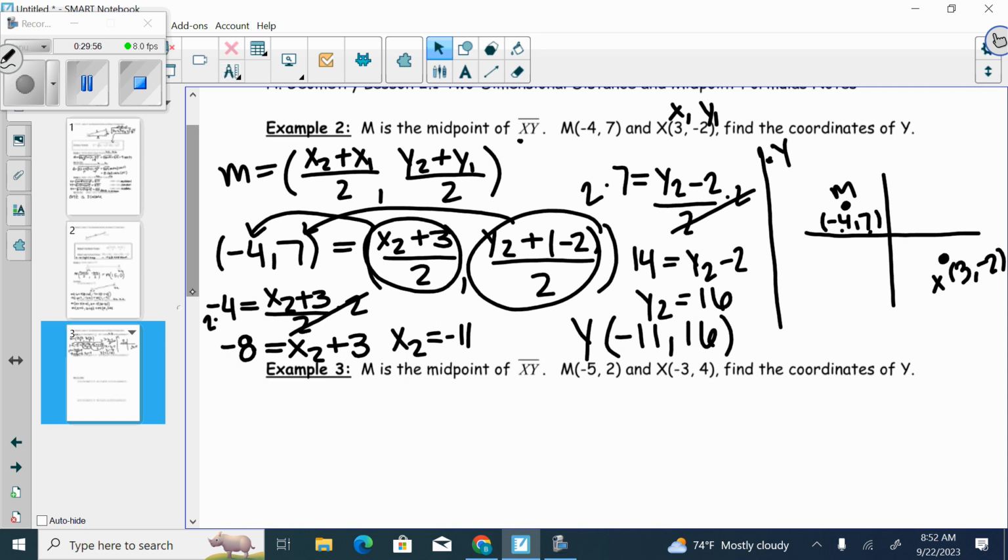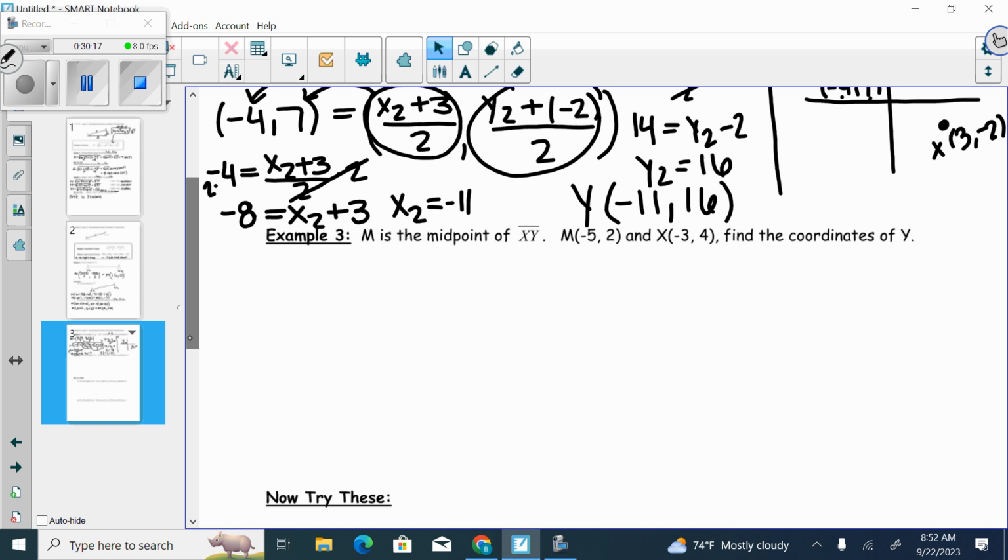To get from 7 down to negative 2, I'd go down 9 places, right? So I would have to go up 9 places to get to my y. 7 plus 9 is 16. So it does make logical sense that this would be our coordinate point, okay? All right. I want you guys to try example number 3.